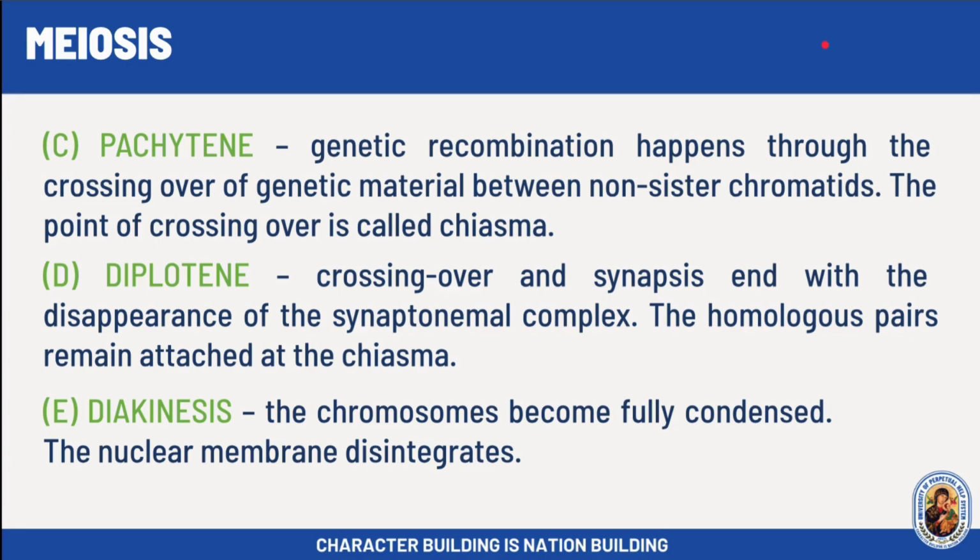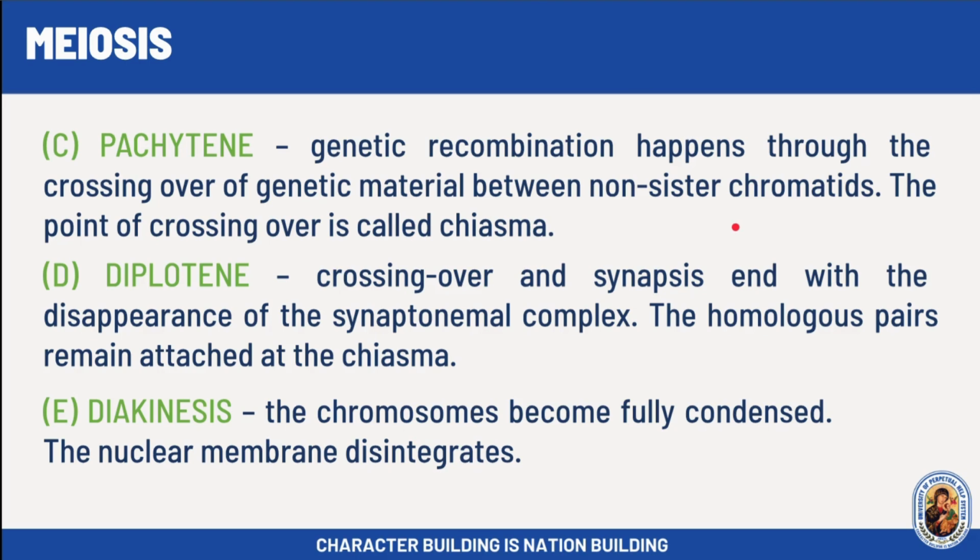And then after that, we have diplotene, which is the actual trade-off of the genetic material. And then in diakinesis, this is when the chromosomes have already finished crossing over, distributing the different traits, and the nuclear membrane disintegrates. That's basically it for the first prophase, so prophase one.